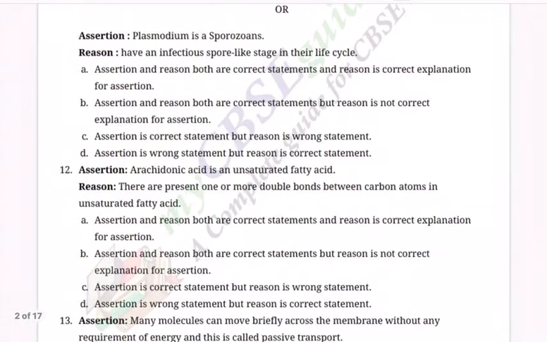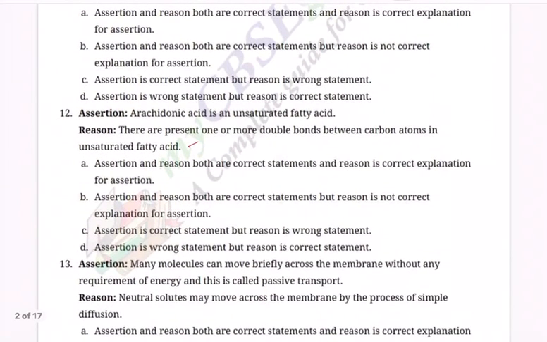Question 12. Assertion: Arachidonic acid is an unsaturated fatty acid. Reason: There are one or more double bonds between carbon atoms in an unsaturated fatty acid. A. Assertion and reason both are correct, and reason is the correct explanation for assertion. B. Assertion and reason both are correct, but reason is not the correct explanation for assertion. C. A is correct, but R is wrong. D. A is wrong, but R is correct.